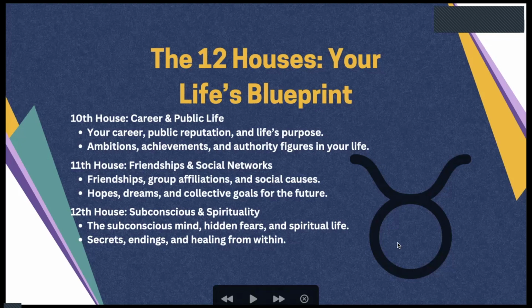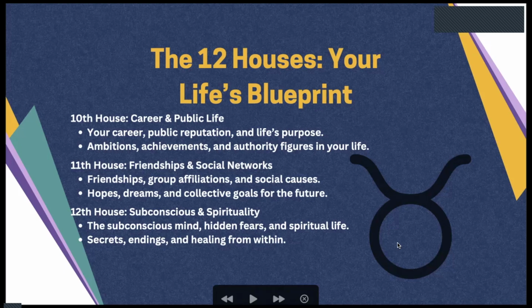Last but not least, on this portion of the houses, we have the 12th house. It is the house of the subconscious mind and spirituality. It's the subconscious mind, hidden fears in your spiritual life, secrets, endings, healing from within. Now, secrets meaning that this is the house of the things that you like to do by yourself and nobody really knows about. The house of vices, the house of, man, I never knew they had that going on in their life.